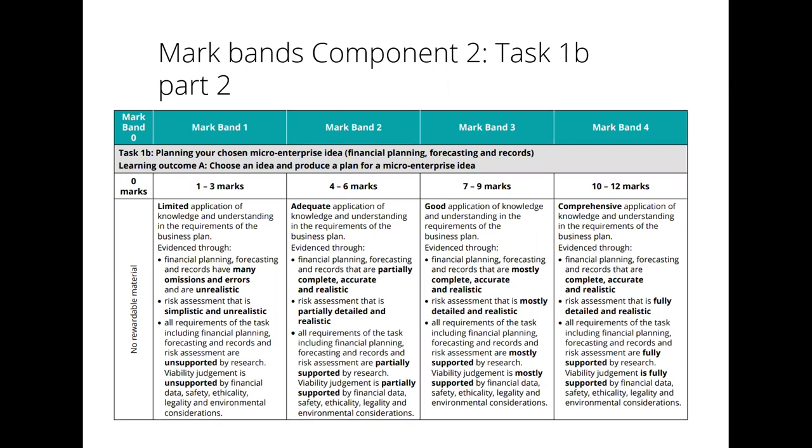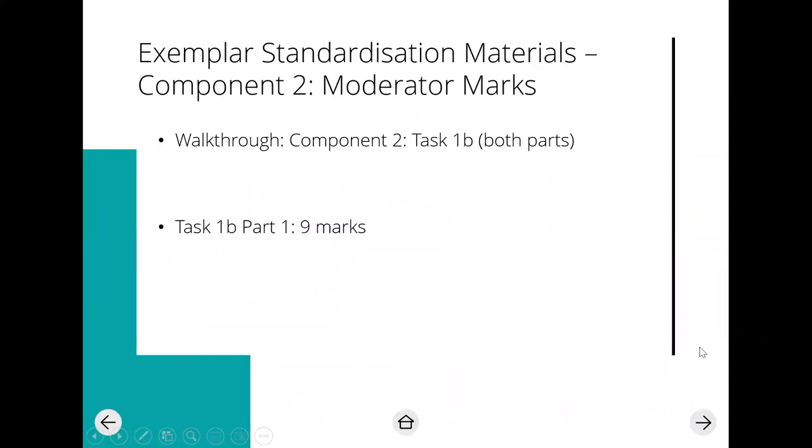In that sense, their records are actually accurate. The risk assessment is fully detailed. They have thought about potential threats, their competitors, and how to mitigate those threats and risks. They are aware of their offering and why it's different to others on the market. Their viability is supported by financial data, safety, ethical, legal, and environmental considerations. In terms of a level 2 learner, it's fully detailed. It fits within Mark Band 4, and the principal moderator gave this 12 out of 12. So to put that out there for you, so you have it written down, the first part was given 9, the second part was given 12. That's how it fits.